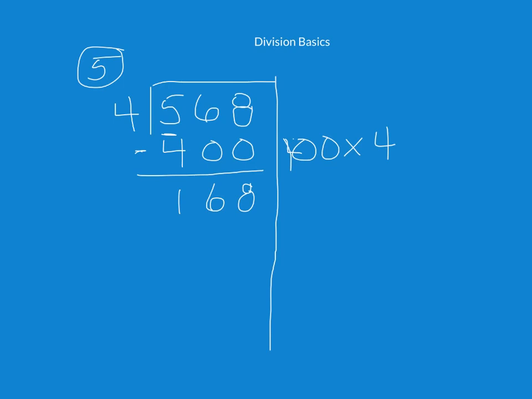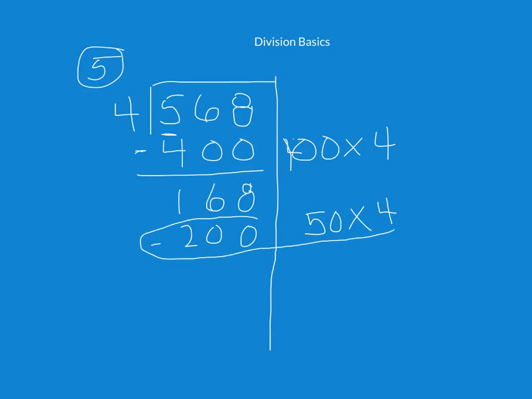Now I cannot make another 100 groups of 4 because I don't have 400. So I'm wondering if I could make 50 groups of 4 because I like to multiply by 5s. That makes it easy. So 4 times 0 is 0, and 4 times 5 is 20. All right, I would need 200 pieces in order to make 50 groups of 4. I don't have 200 pieces. I only had 168. So my 50 groups of 4 is too large. So I'm going to erase that and try a number that is a little bit smaller.